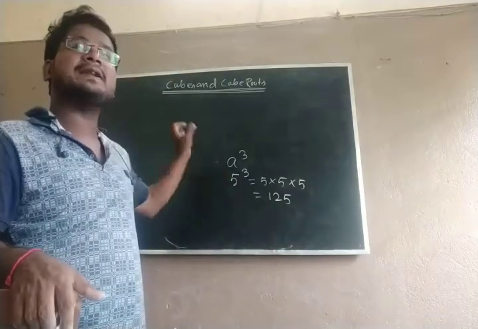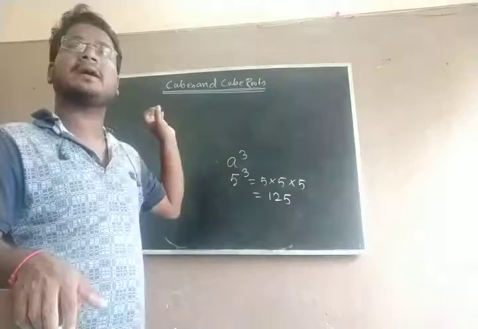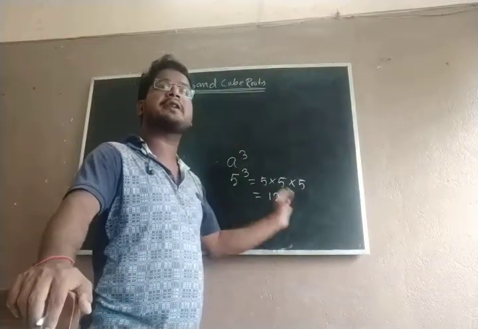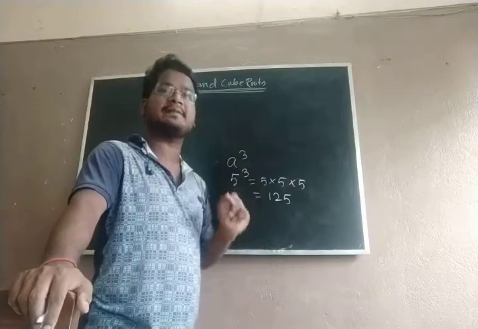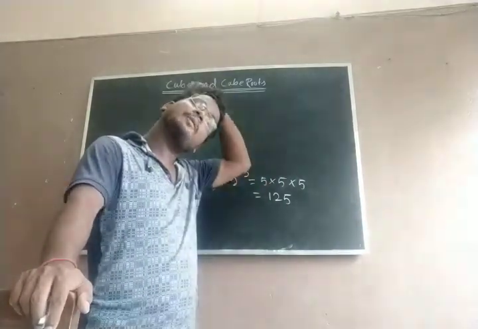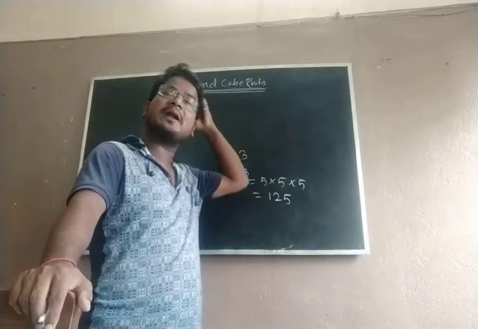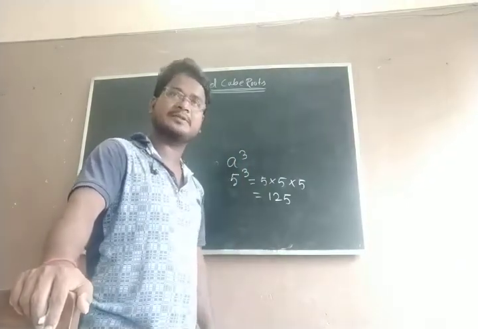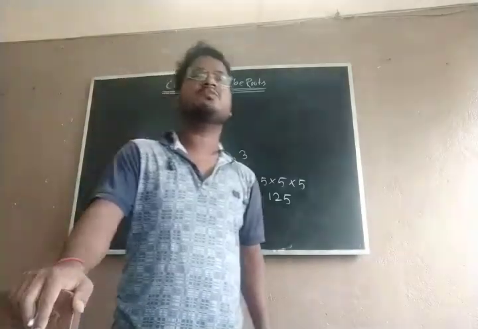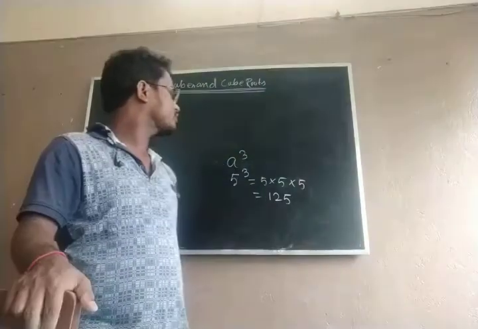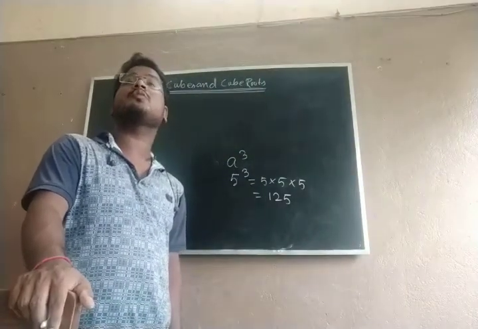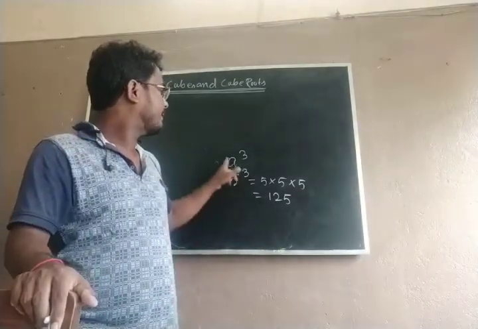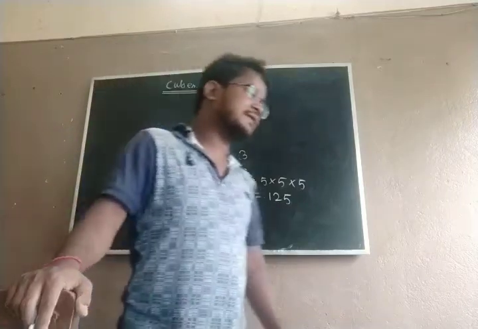Now you can easily find the cube of a number. If you want to find the cube of a number, then you have to multiply it by itself 3 times. For finding the square of a number, you have to multiply the number by itself 2 times. Suppose 4 square means 4 into 4. In the same way, 4 cube will be 4 into 4 into 4. For cube, it will be multiplied by itself 3 times.